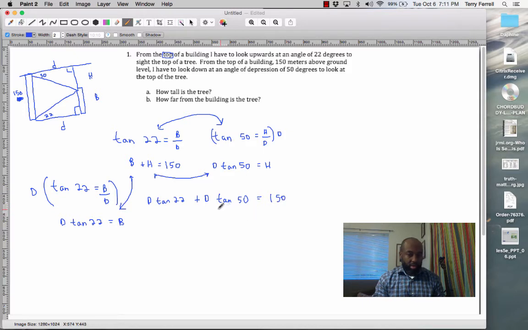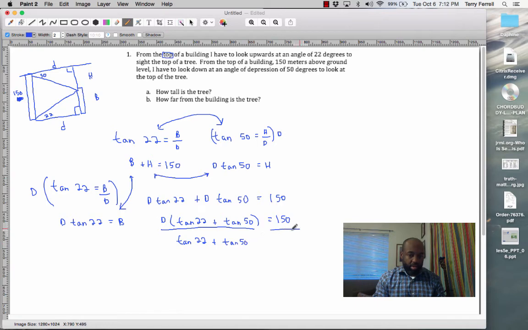Say what? How do you solve this? Easy. I can factor out D here. If I factor out D, I'm left with tangent 22 plus tangent of 50, and then that's equal to 150, and then we're there. Since I'm solving for D in this case, I'm just trying to find any of the variables so I can plug them back in. I'm going to divide both sides by all of this, tangent 22 plus tangent of 50, which is just a number.